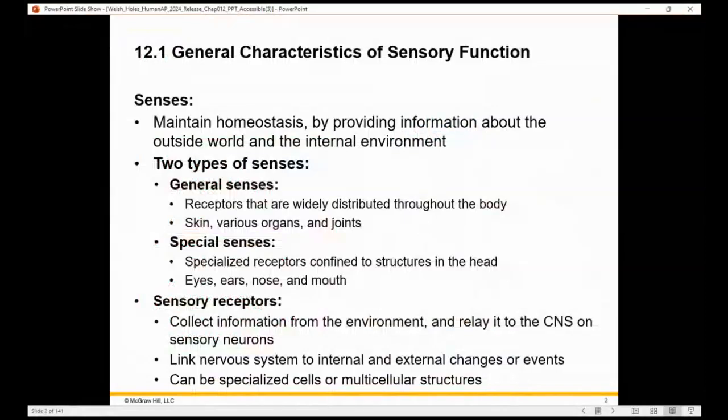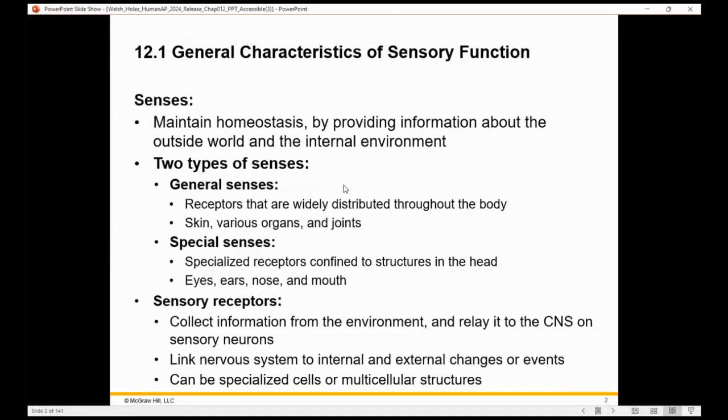So the senses have a lot of different functions, one of which is homeostasis, believe it or not, keeping everything in balance, and protective mechanisms. It provides information about the outside world and your internal environment as well. And there are two types of senses.